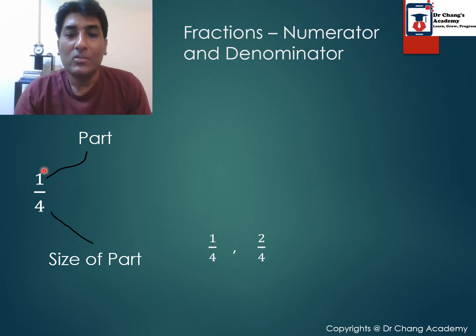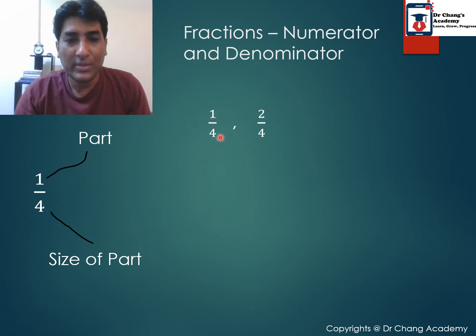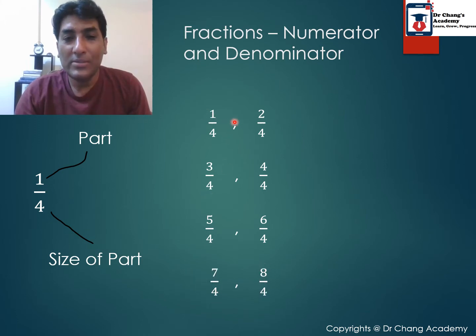All right, so let's look at other such examples. This is 1/4 we saw here. This is the one part we want to show, and its size is a fourth because the whole was divided into 4 parts. But this is 2/4. We are not changing the denominator here. It is the same. So 2/4, 3/4, 4/4, right? 5/4, 6/4, 7/4, 8/4. So see, we are changing the number in the numerator.